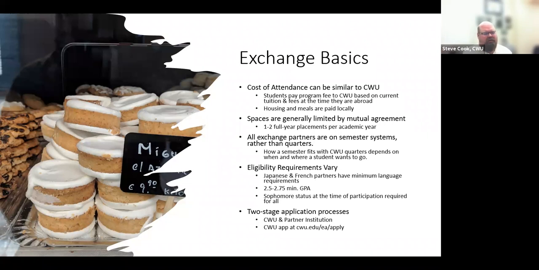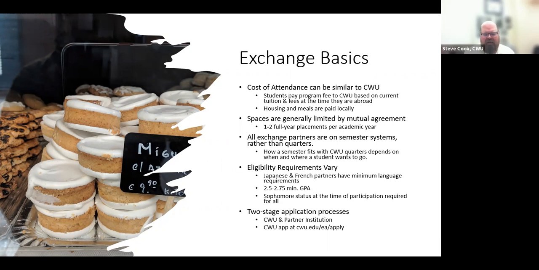In each case, there is going to be a 2-stage application process. So one for CWU and one for the partner institution. Technically, the partner institution does have the final say in whether or not a student can come, but most of the responsibility for vetting the students is on me as the CWU exchange coordinator. So if I've done my job, there shouldn't be too many problems with the host institution application. It's more of a formality to get the student into the system so they can register and have student status, etc.